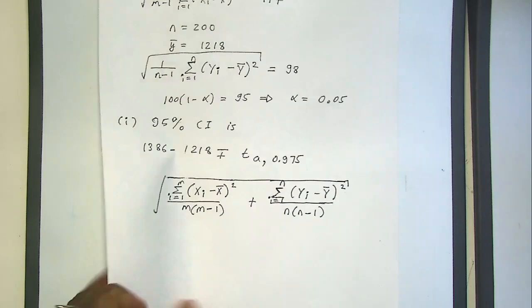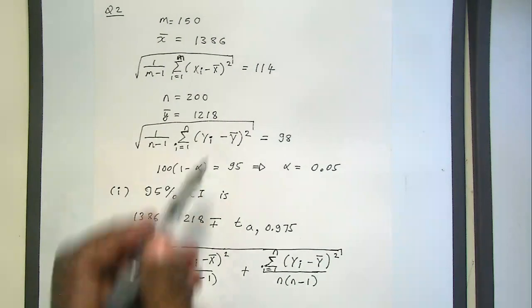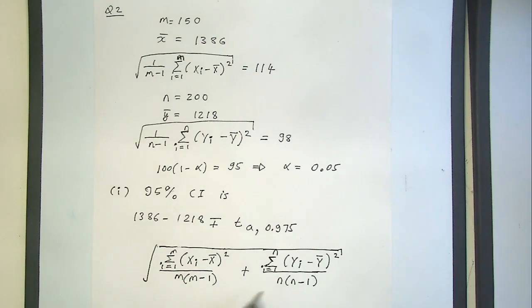Each of these values here, m, n, everything is given to you over here. All you have to do is just plug it in. I'm sure you can do it. You should have a calculator.